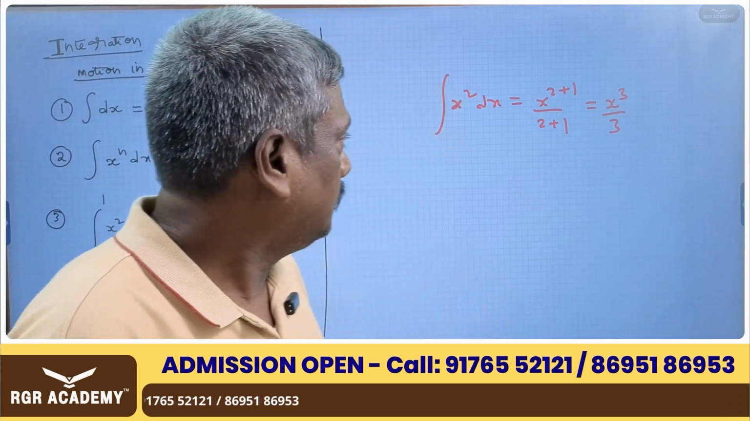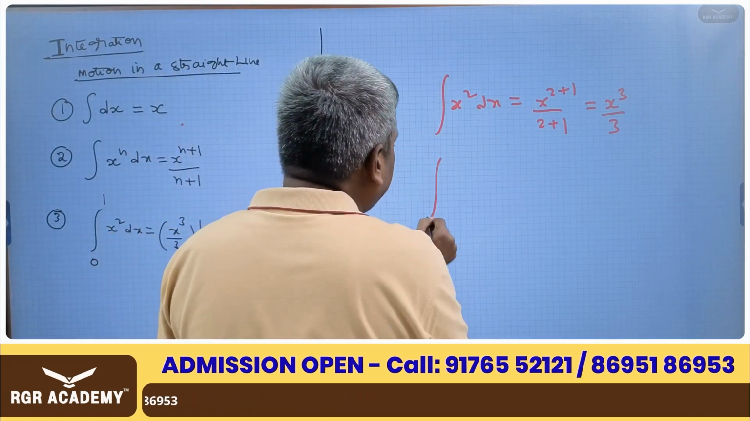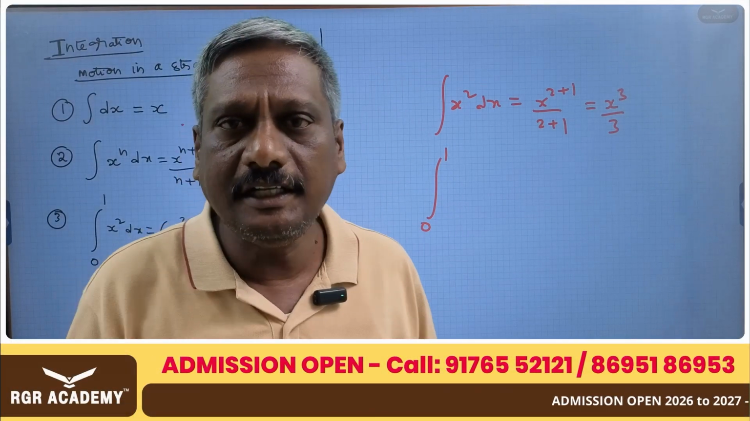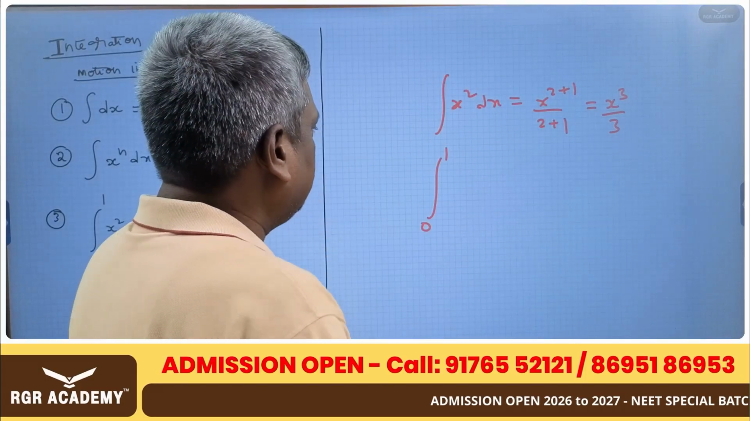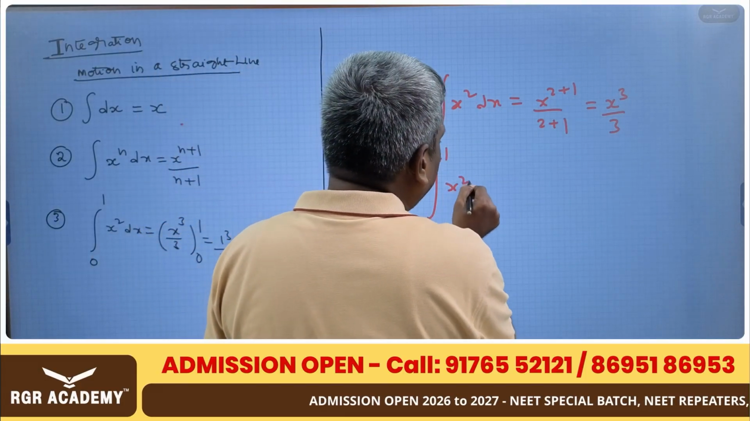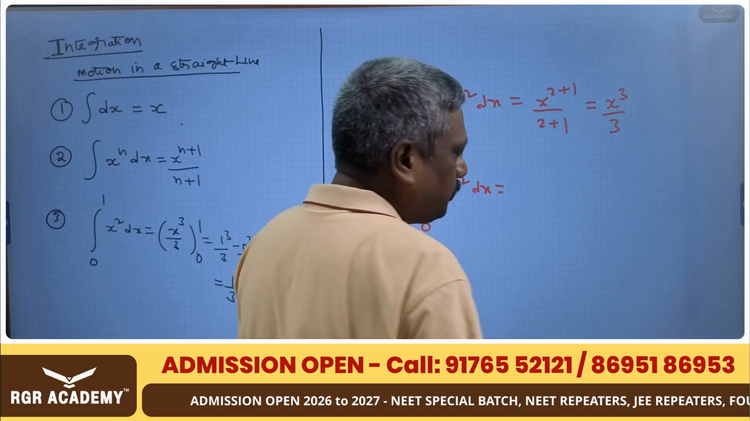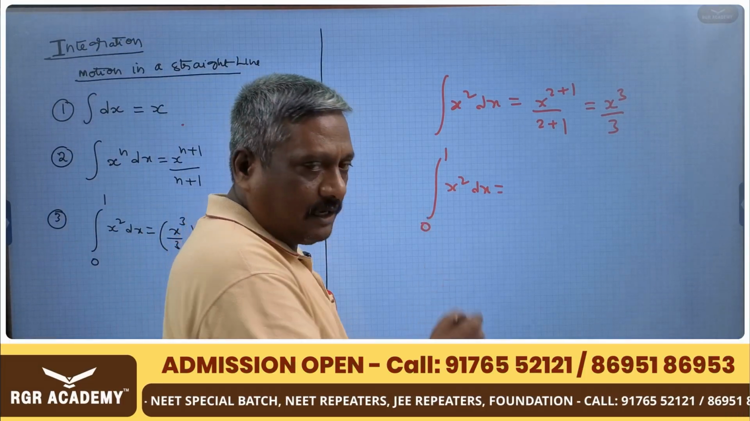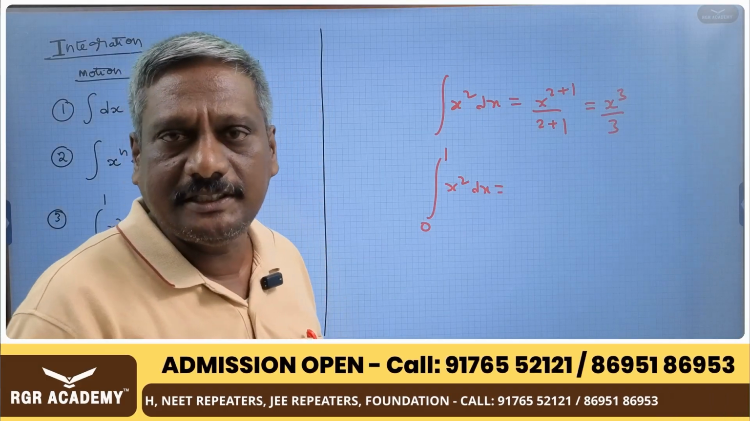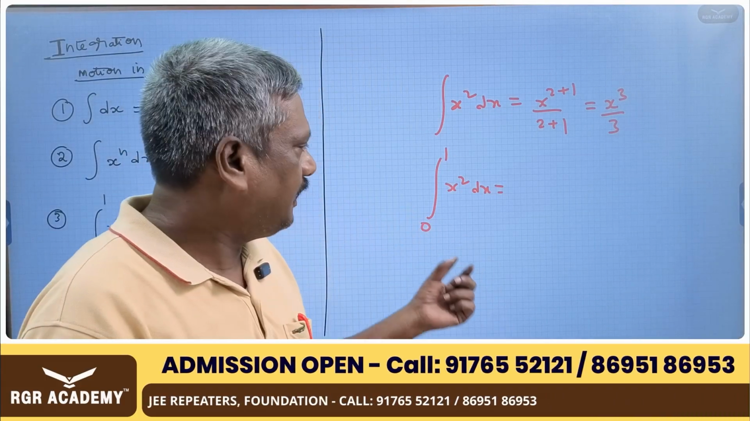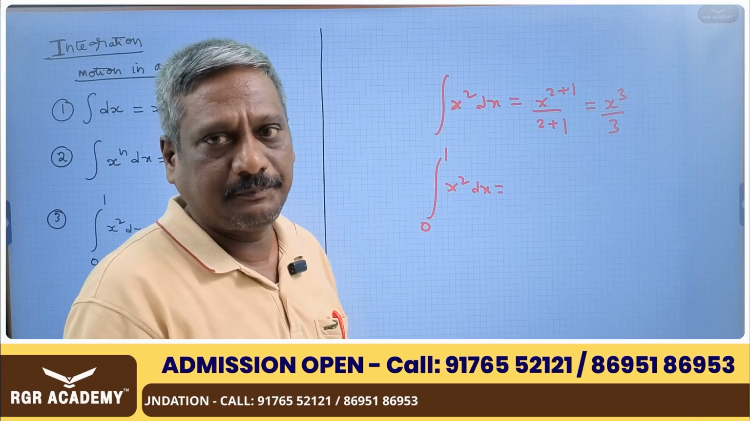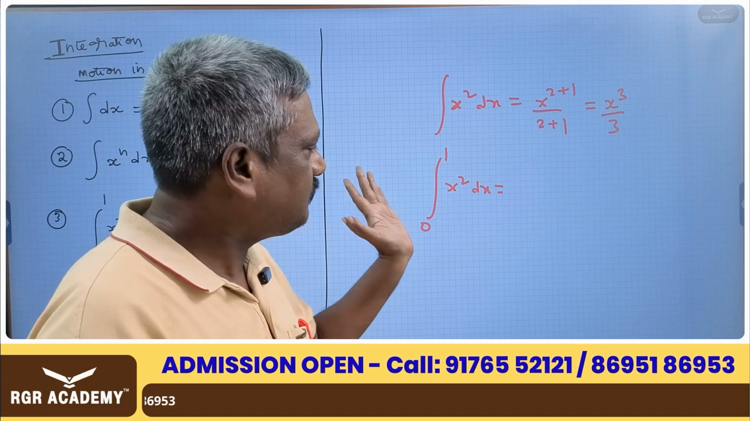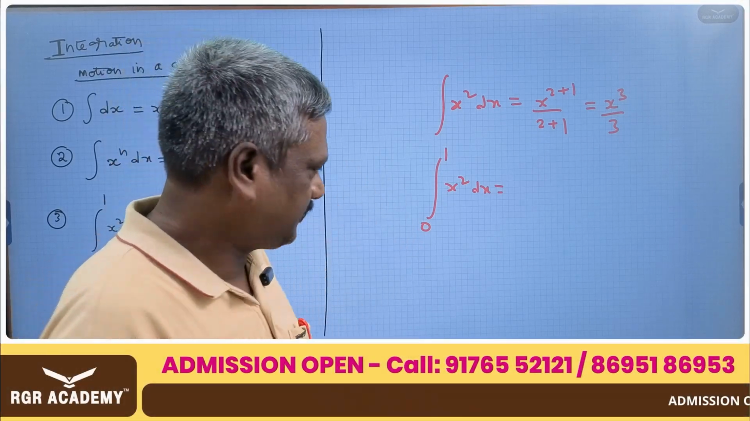Now, sometimes the limits are given in the question. Integral 0 to 1, x square into dx is equal to what? Here 0 is called the lower limit and 1 is the upper limit. First of all, don't bother about these limits. First of all, apply the integral formula.